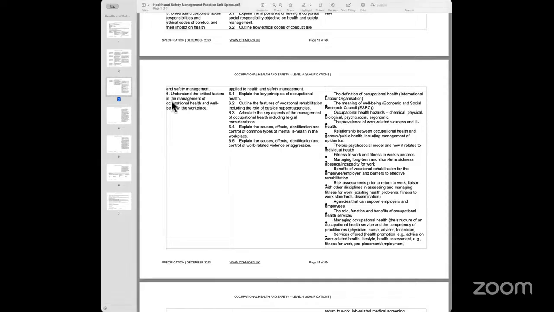So Learning Outcome 6 focuses on understanding the critical factors related to the management of health and safety in a workplace. Now, what do we mean by critical factors? Critical factors typically tend to be factors which can lead to some sort of hazard or incidents happening within the workplace.